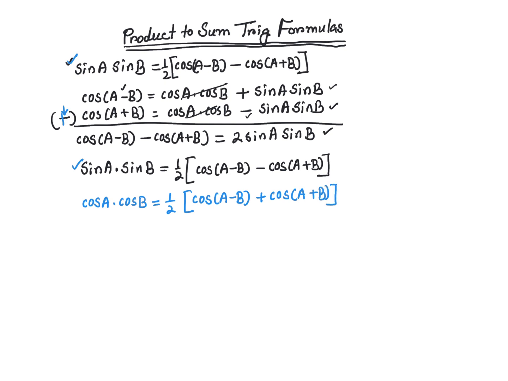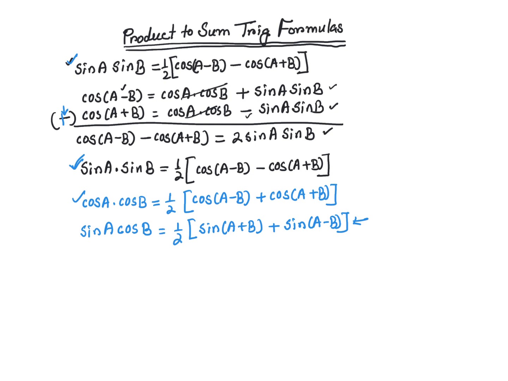So we have found two formulas, one for sine of A times sine of B, another one for cosine of A times cosine of B. Naturally, you should be asking, how about sine of A cosine of B? Yes, there is a formula which is sine of A times cosine of B, and that is going to be equal to 1/2 times sine of A plus B plus sine of A minus B.